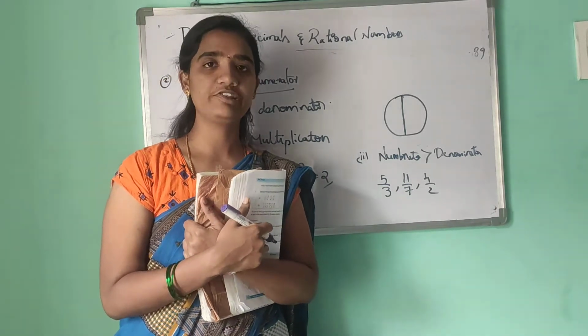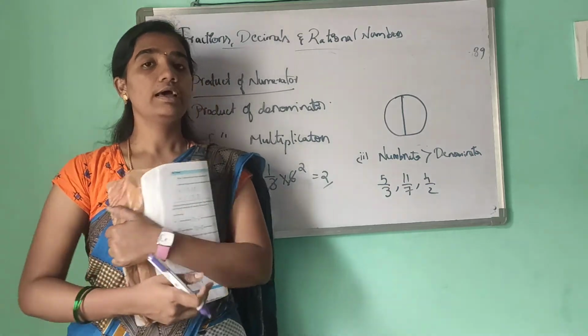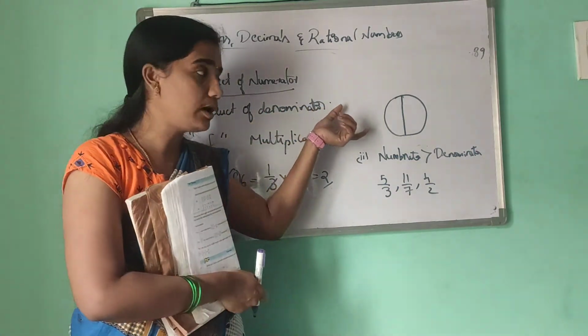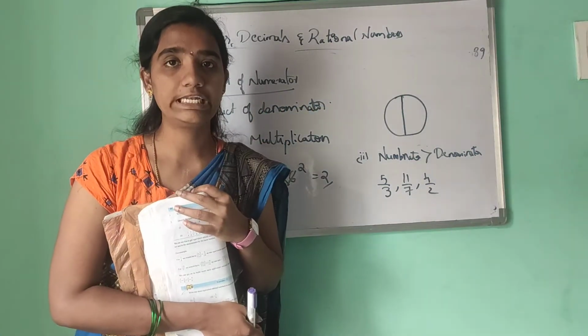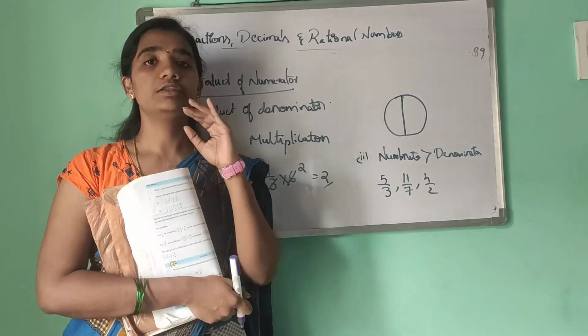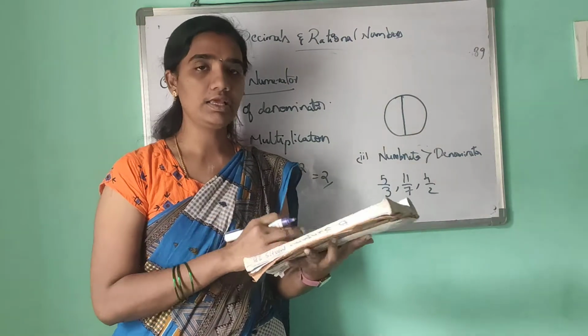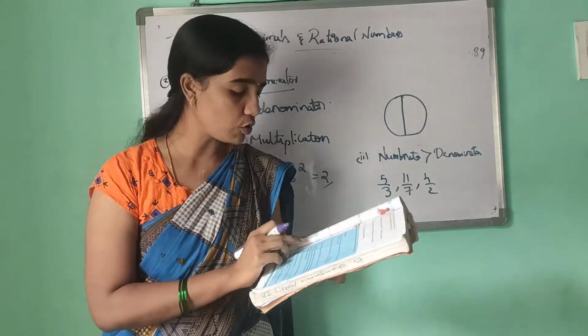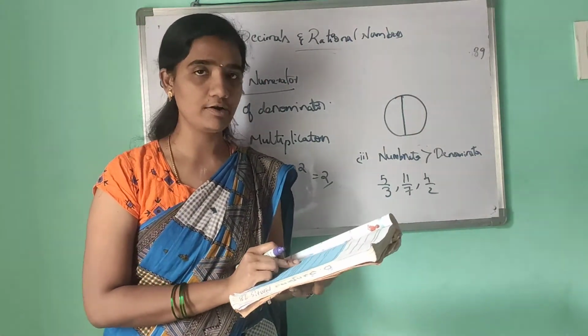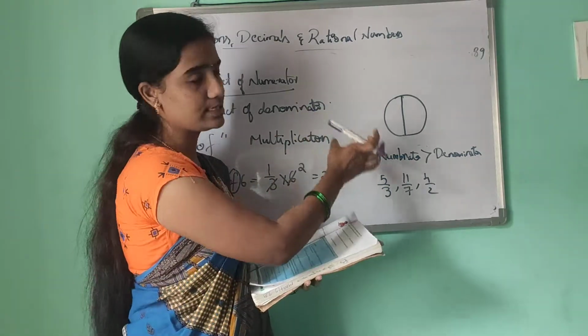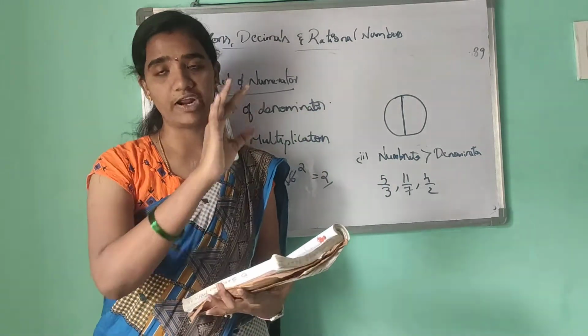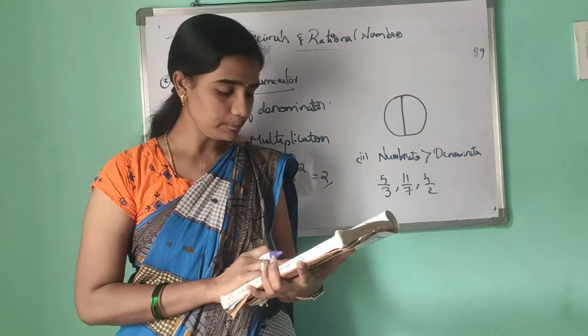Third one, mixed fraction. What is mixed fraction? It contains the integral part plus fractional part. This should be called mixed fraction. Depending on these fractions, the fourth point is easy to understand. So that's why I am explaining these 3 fractions. So let's see the fourth one.